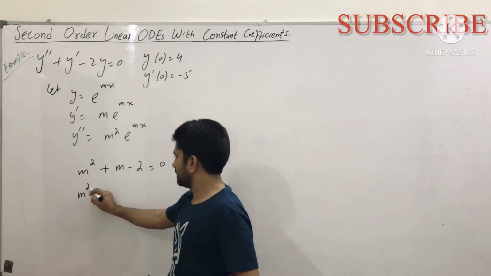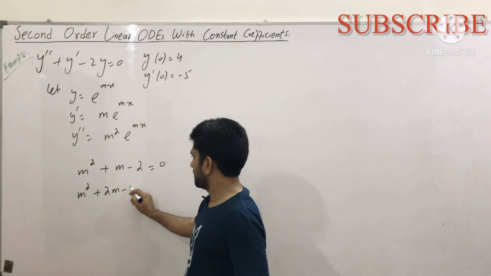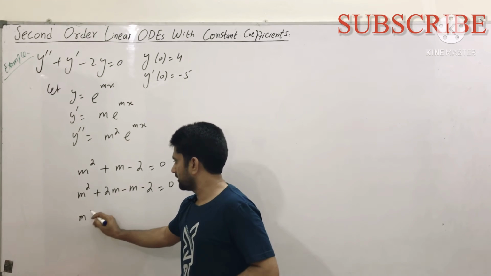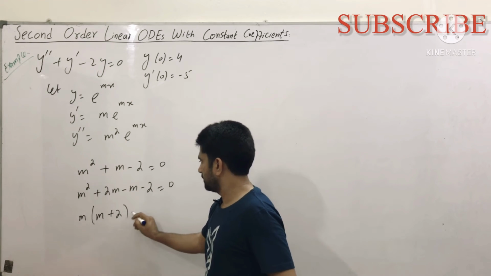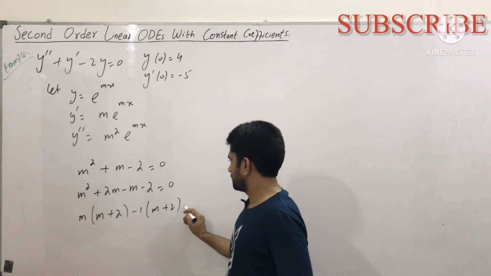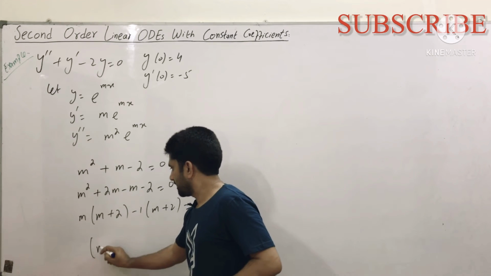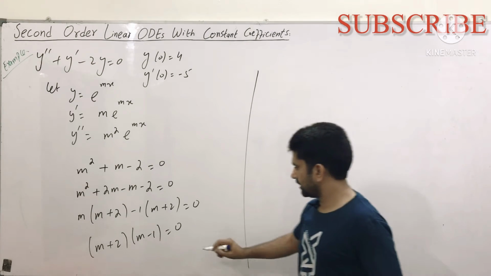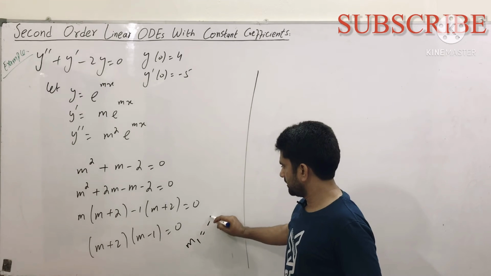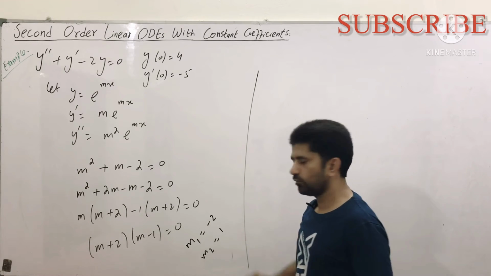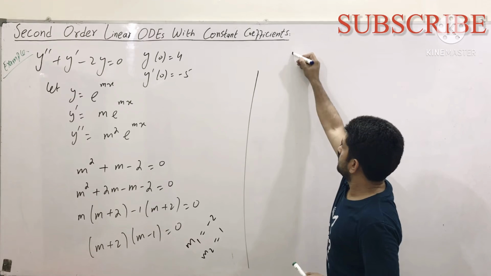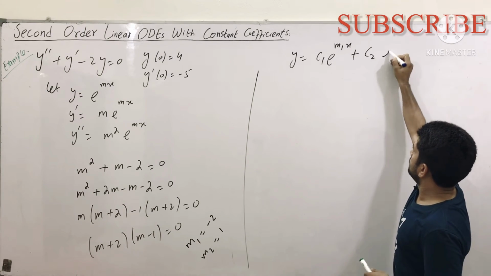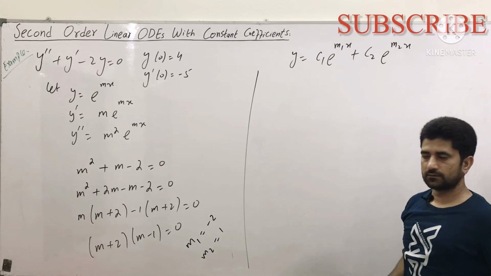We can write m square plus 2m minus m minus 2 equals 0. On simplification we have m into m plus 2 minus 1 into m plus 2. From here we have m plus 2 and m minus 1. The roots are m1 equals minus 2 and m2 equals 1. Then y equals c1 e to the m1 x plus c2 e to the m2 x.